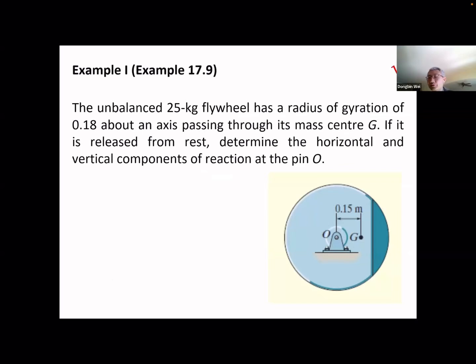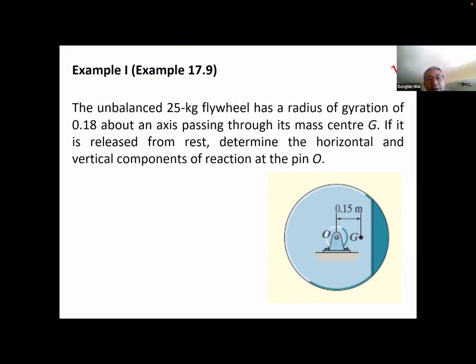We will see how to use this equation to solve our problem. So firstly, have a look at this question. Try to define this problem. What information can you collect? Here you can see there is an unbalanced flywheel, and we already know the mass of this flywheel is 25 kilograms. Unbalanced flywheel means the mass is not uniformly distributed in this flywheel.